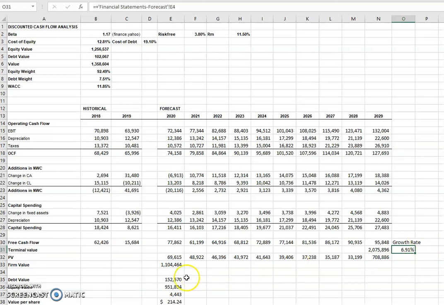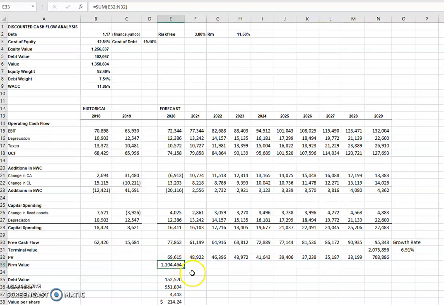Next, we calculate the present value of the free cash flow for the forecasted 10 years. Each year discounted by the WACC. On year 10, we combine the free cash flow with the terminal value discounted by the WACC for 10 years. This gets us to a firm value, which is the sum of all of the present values.